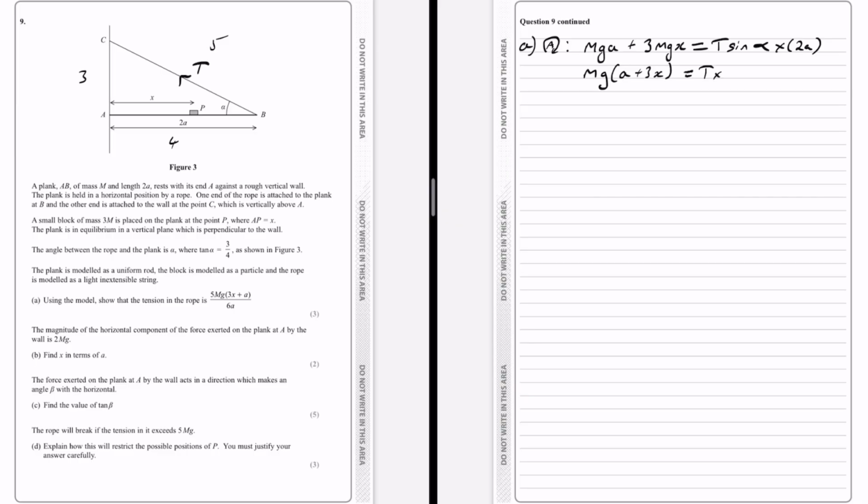We know that sine of alpha, we actually have another 3, 4, 5 triangle here, so sine of alpha will be 3/5. Then next step, I'm going to simplify the right hand side, so leave the mg, a plus 3x alone, and 3/5 times 2a is 6/5 a, lots of T, and then multiply both sides by 5, divide both sides by 6a, and we get 5mg, lots of a plus 3x all over 6a, and that's our value of the tension, which is what the question wanted.